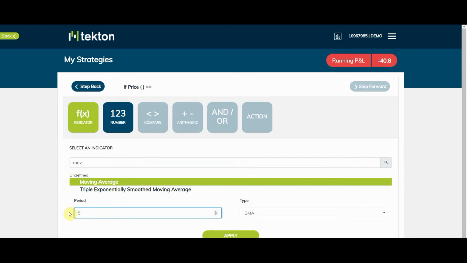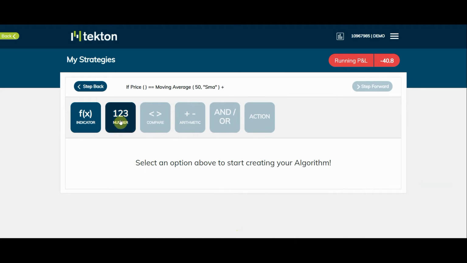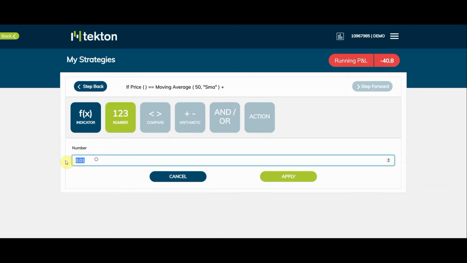50, but we want to actually show that price is equal to the moving average 50 plus 50 pips. So is it 50 pips above the moving average? We can use the arithmetic function as well, plus a number to put the pips in, and the pips will be 0.0050. So that has created the algorithm: if price equals the moving average plus 50 pips.